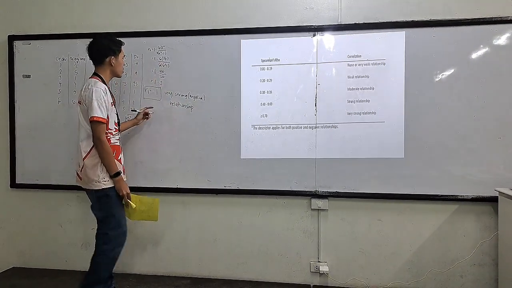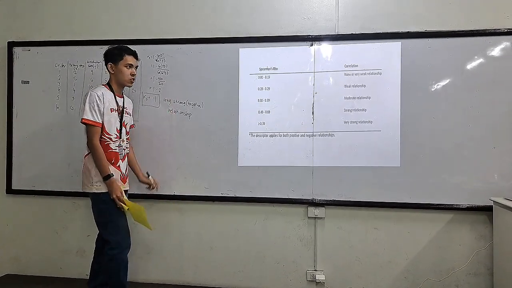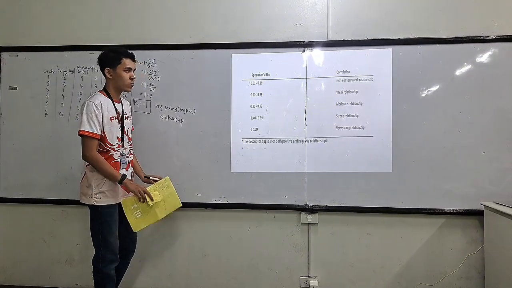Here's our final answer. R sub S is equal to negative 1, which is a very strong negative relationship. Now let's move to another example.